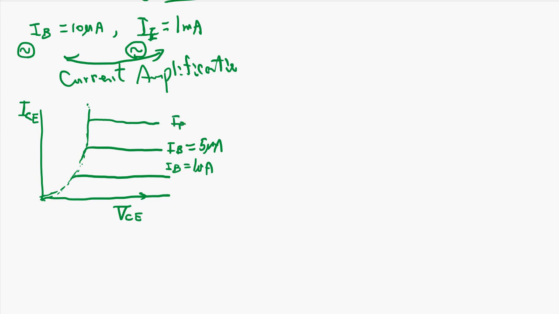So IB is 10 microamp. This is the base emitter current. It's flowing through the diode portion of the transistor. Okay, it affects the voltage. Remember, this is a very important curve for the transistor. ICE, this is ICE, and VCE, this is VCE.